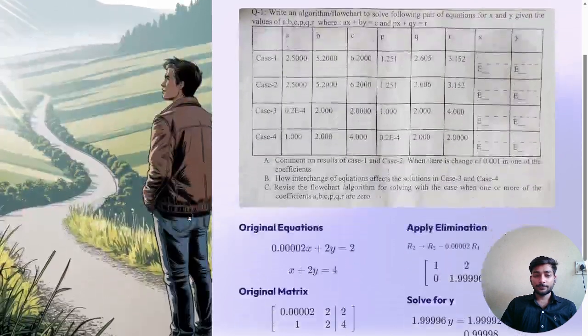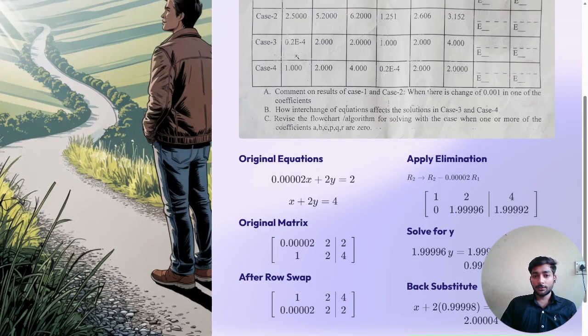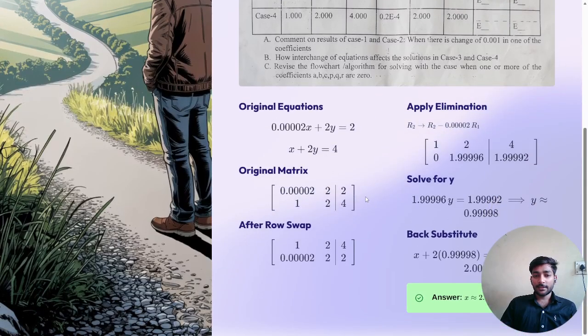Let's see. These are the equations. We will write this value here, then we will write the value of Y here, and this equation will form. Then again we will write the value 1 in the coefficient of X and the value 2 in the coefficient of Y, and similarly we will make the augmented matrix, then we will apply the row operation. After applying this row operation, we will get the value of y equal to 0.99998 and the value of x equal to 2.00004.